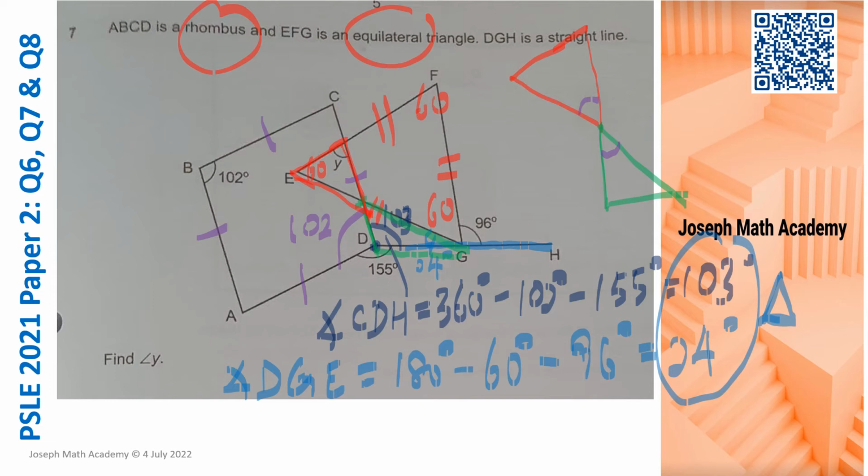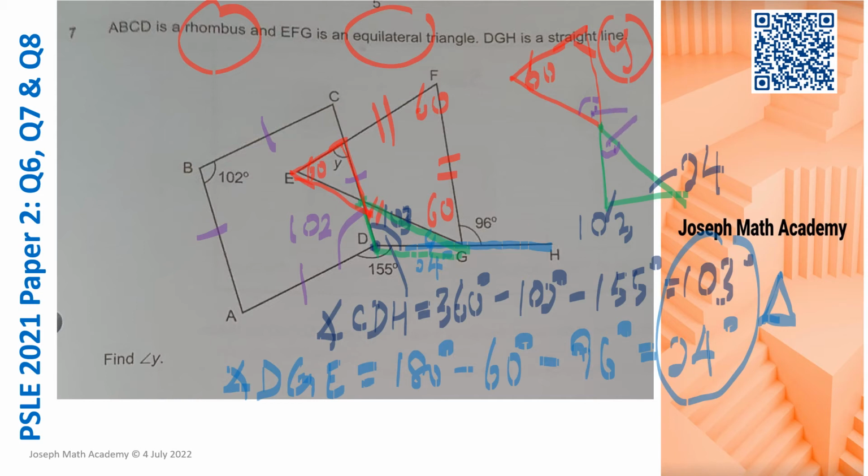We know this is 60. We know this is angle Y, which we need to find. We also know this is what we have found, 103. And we also know this we have already found. This is our 24. So we can find the vertically opposite angle, these two that I'm pointing at now. Let's find one of them, this one.